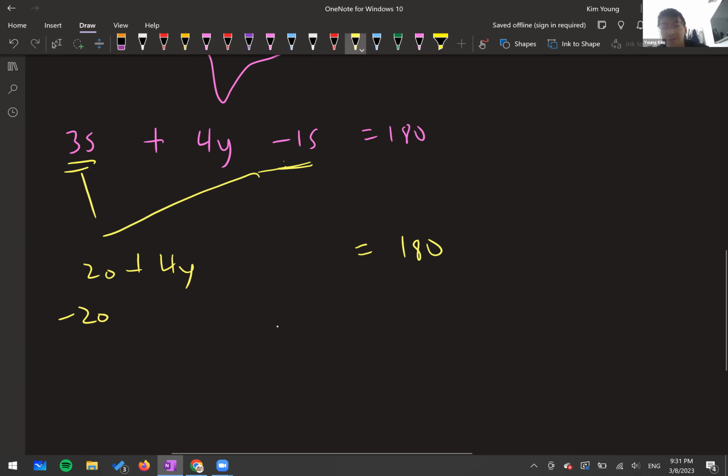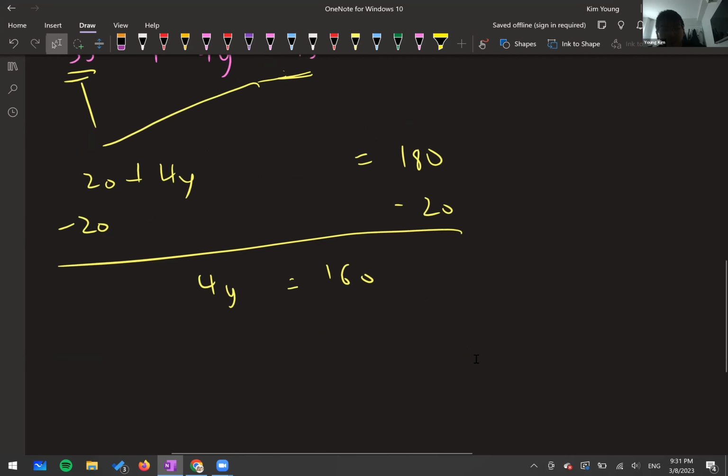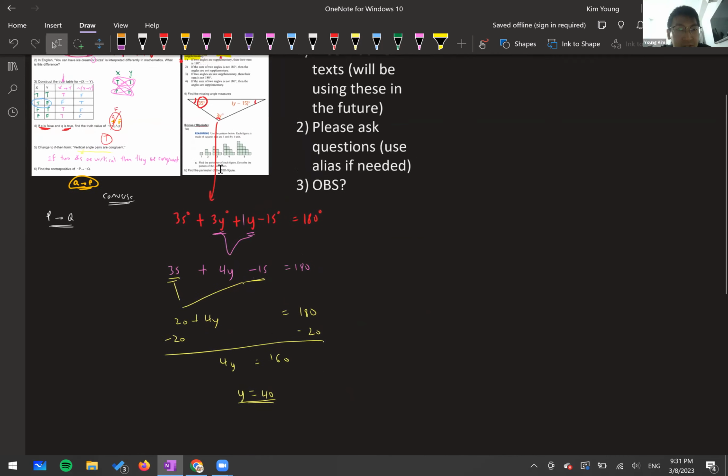Subtract 20 on both sides. It's one way. You can also divide by 4 first, but sometimes the numbers become more annoying in fractions and stuff. Okay, and then you get 4y is equal to 160. And now you divide by 4 and you get y is equal to 40. Okay. And let me just double check the question.